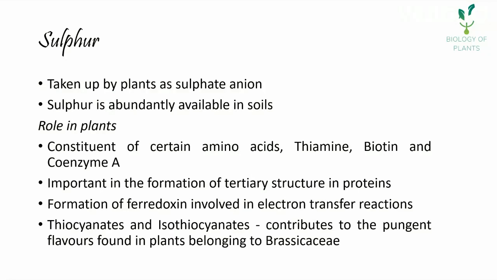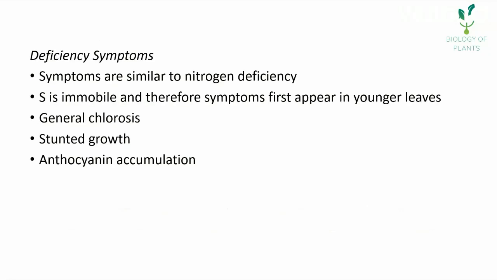Sulfur is a constituent of amino acids such as methionine and cysteine, glutathione, vitamins like biotin and thiamine, phytochelatins, chlorophyll, coenzyme A. Sulfur is also involved in disulfide bond formation in proteins and enzyme regulation, particularly ferredoxin, which is involved in redox control. Sulfur is also an important component of certain secondary metabolites, particularly thiocyanates and isothiocyanates, produced by plants belonging to the family Brassicaceae. These compounds are responsible for the pungent flavors characteristic of this family.